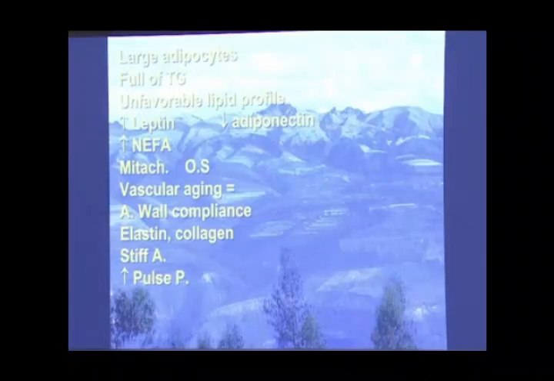All this medium is going to result in increased mitochondrial oxidative stress at the level of the vascular endothelium. And this defines what is called vascular aging: reduction of the vascular compliance, disruption between elastin and collagen, stiffness of the vessels, and increased pulse pressure and shearing forces.